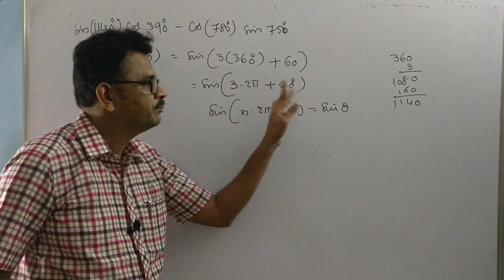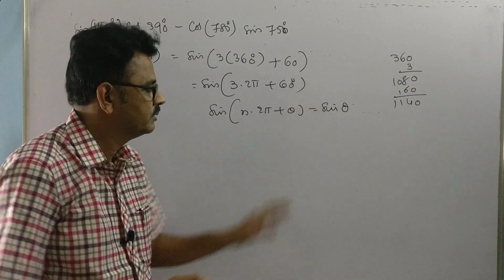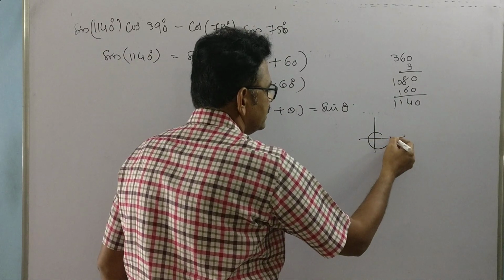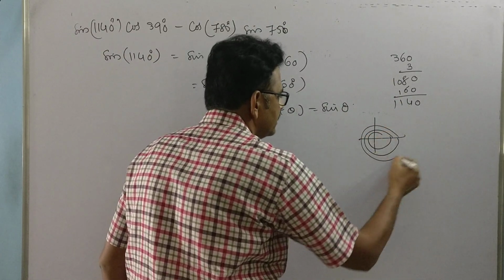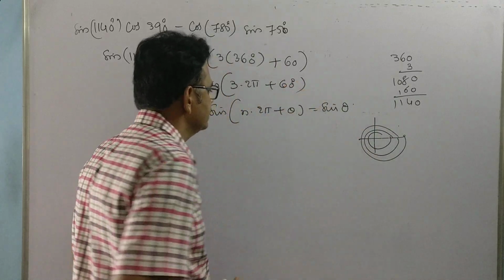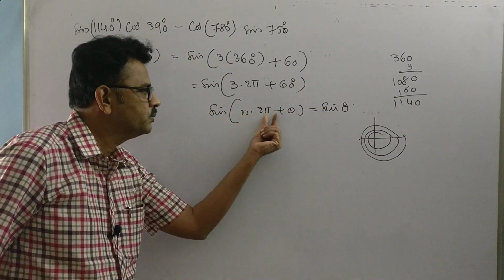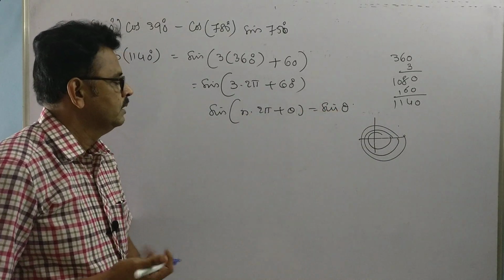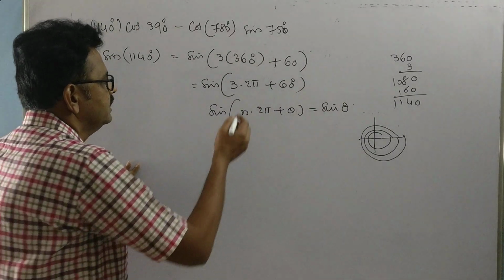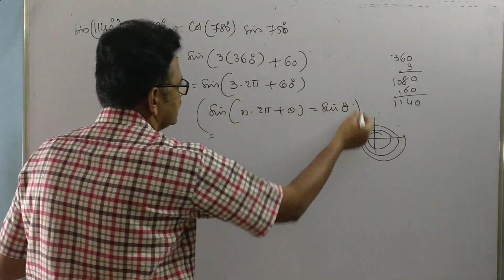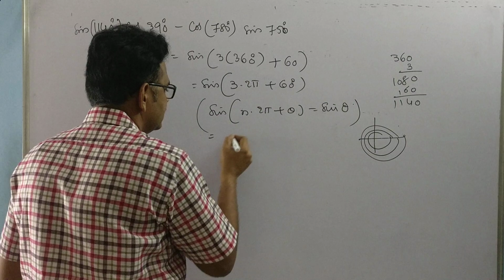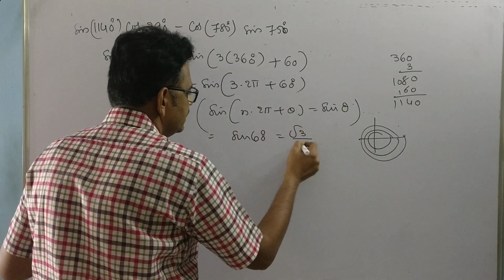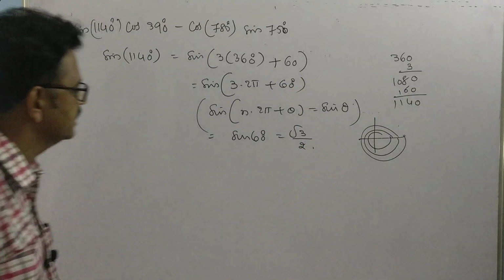sine of 2 pi plus theta means first quadrant. Another 2 pi and another 2 pi, again it comes to the first quadrant. Sine of n times 2 pi plus theta is equal to sine theta, where n belongs to Z, integer. Therefore this is equal to sine 60. Sine 60 value is root 3 by 2.